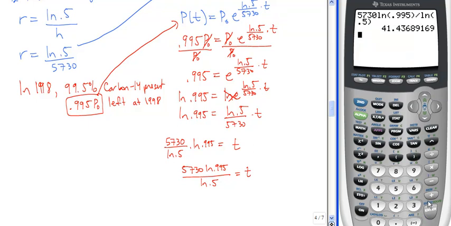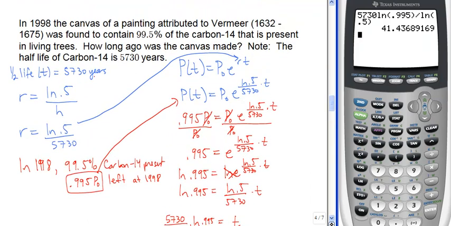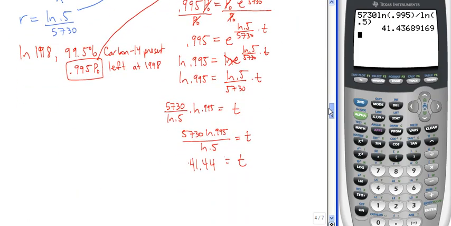And we get a t that's equal to 41.44. I'll round off to 2 decimal places. And what are the units on these t's? Well, the units on our half-life was years, so that's the same unit we want to be using for our t here as well. So what does this mean?